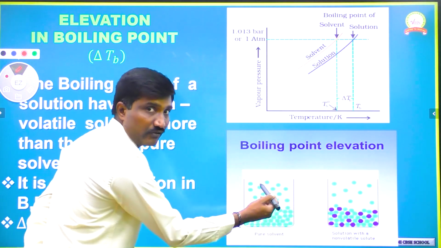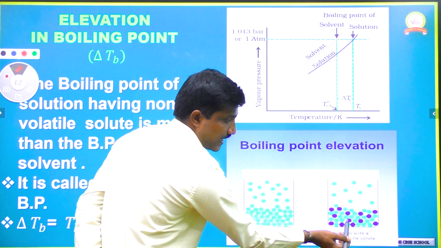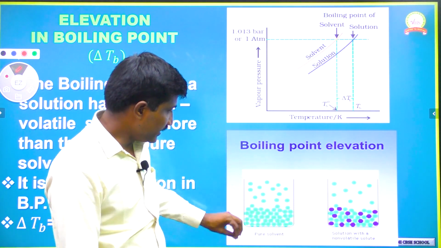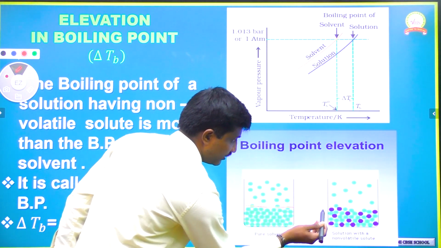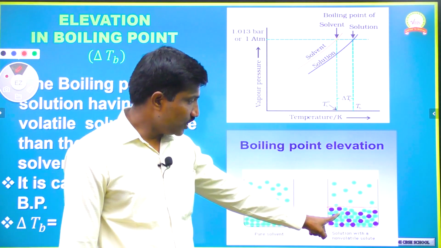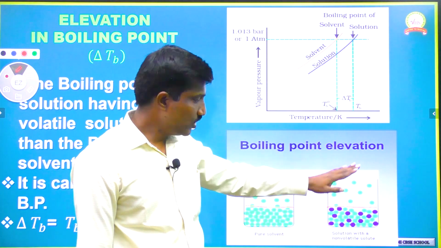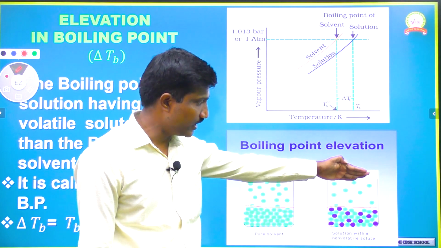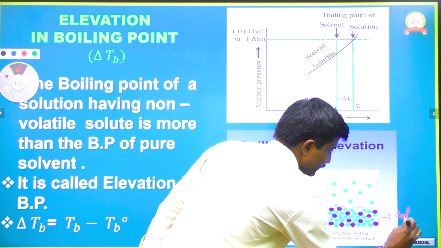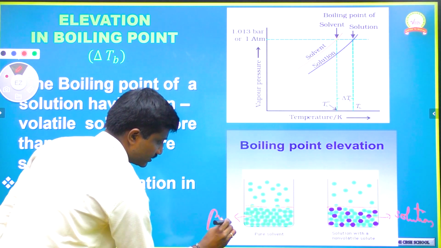Let us again discuss that same concept here. This is the pure solvent, and here some solute particles, shown in violet color, are added to the pure solvent. This is the surface of the liquid and this is the surface of the solution. Since the solute is non-volatile, it won't enter the vapor state. Only the solvent molecules present in this solution enter the vapor state. This one we call the solution, and this one we call the pure solvent.